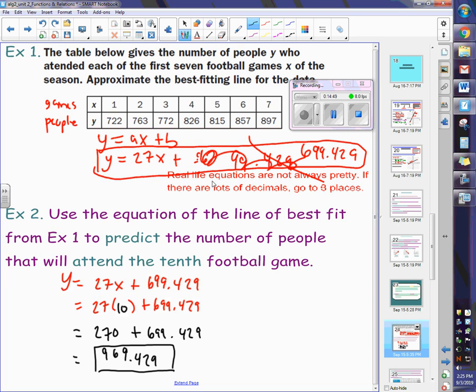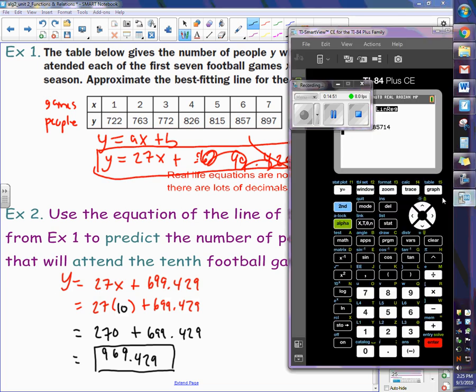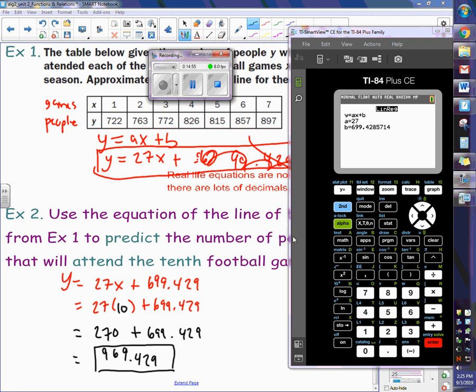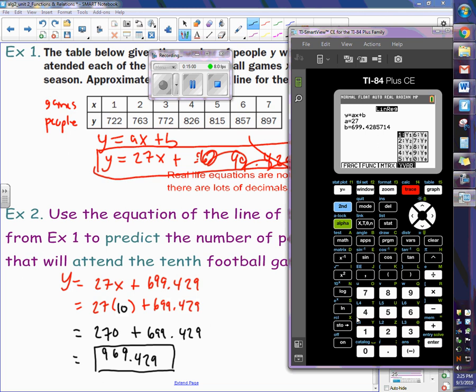With a calculator, the calculator will do the order of operations for you. If you go to alpha trace, select Y1, open parentheses, type 10. We're doing function notation. And then hit enter.